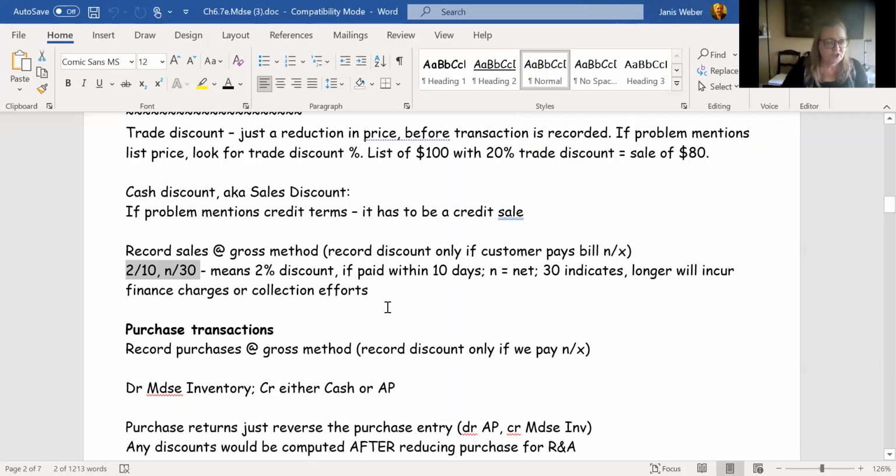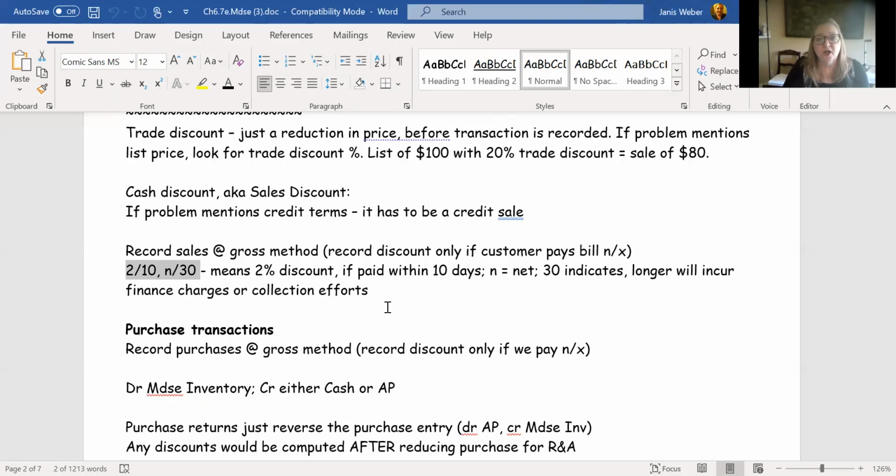That's not a percentage. Well, it is a percentage; part of it is a percentage. That's just a way to state some terms, and each part of it means something. 2/10 means a 2% discount is being offered if you pay within 10 days. So 2/10 is just the 2% if you pay within 10 days. Then the comma, then it says net. N means net. Net 30 means take 2% off if you pay within 10 days, or at least pay the net by 30 days.